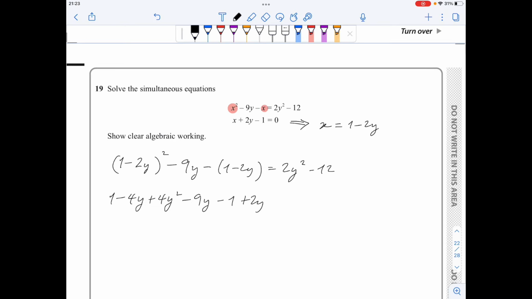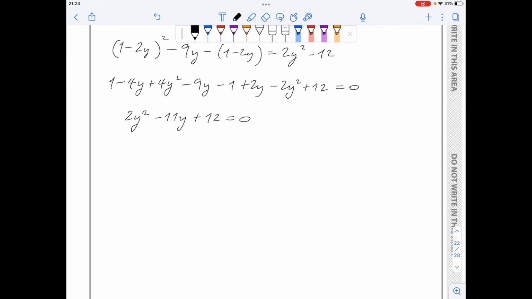And let's bring the other terms to the left as well. So minus 2y squared plus 12 equals 0. Let's collect like terms. This gives me 2y squared minus 11y plus 12 is equal to 0. Now I have a quadratic equation. I can solve this either by factorization or using the quadratic formula or even completing the square. I'll go on with factorization. So I get (2y minus 3)(y minus 4) is equal to 0. So y is equal to 3 over 2 or y is equal to 4.